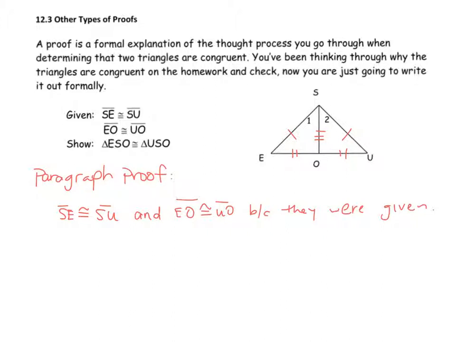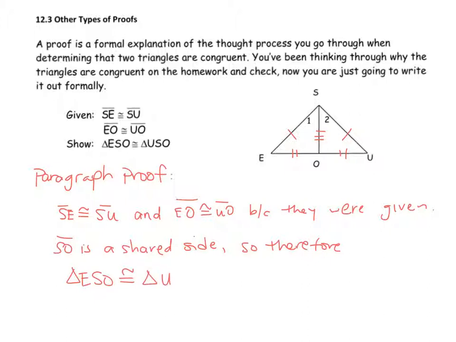And then from there, we found that SO is a shared side. So, therefore, triangle ESO is congruent to triangle USO by side, side, side.